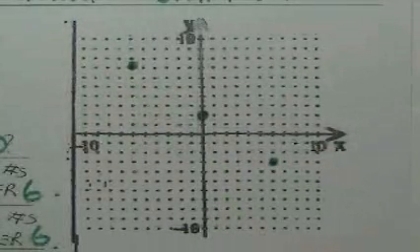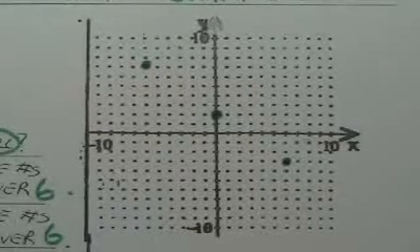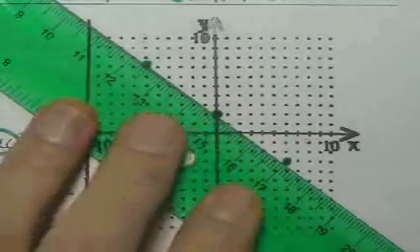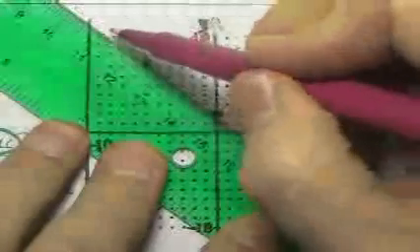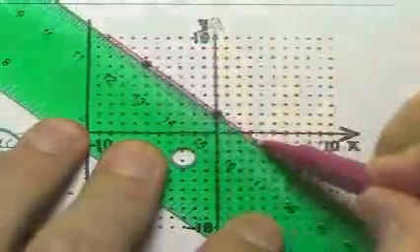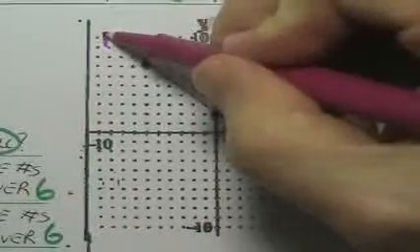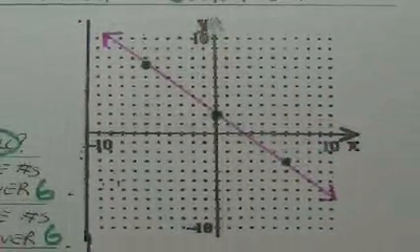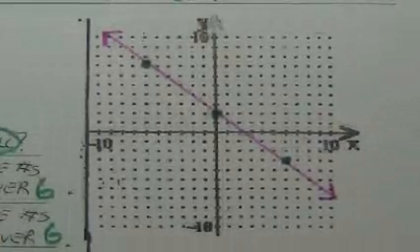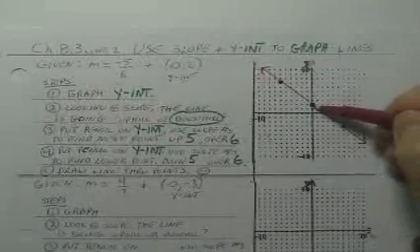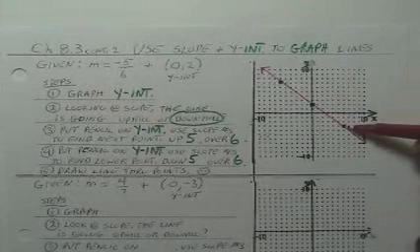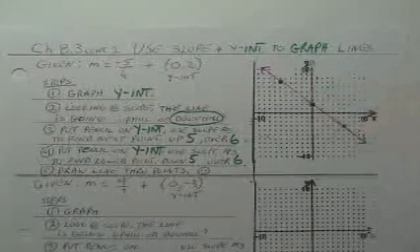Okay, and the last step says just draw a line through the points. So use any straight edge and go through the entire graph from edge to edge through those points. And that's what it should look like. So we started off with our y-intercept, we went up and over, and then from the y-intercept, we went down and over. And then we just draw a line through the points.